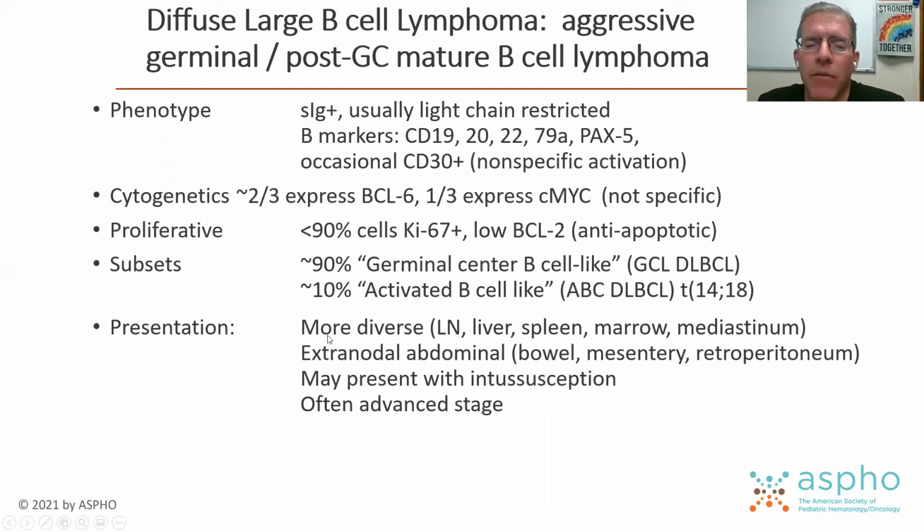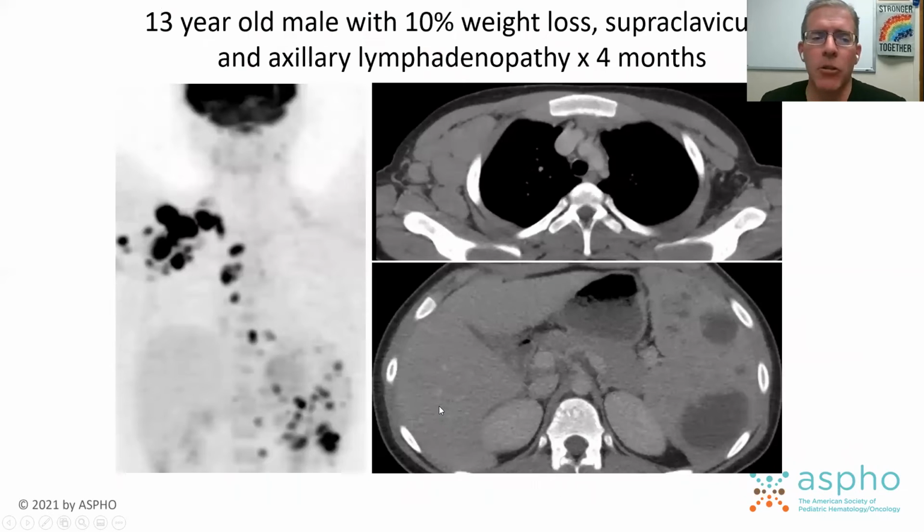Presentation is more diverse. So you can have lymph node involvement, liver involvement, spleen, marrow, mediastinal. You can have extranodal abdominal involvement, like in the bowel or the mesentery, and it may present with intussusception, and again, often with advanced stage.